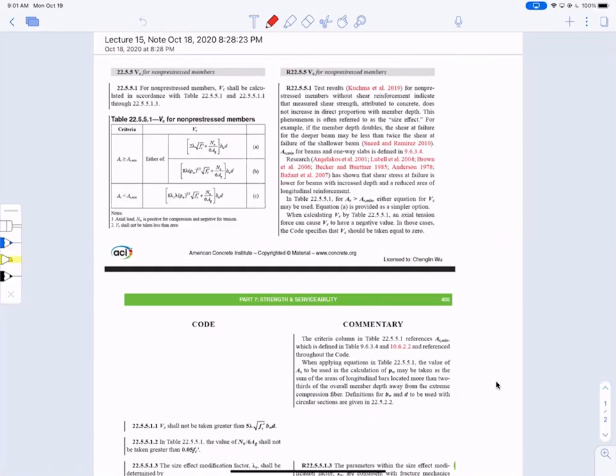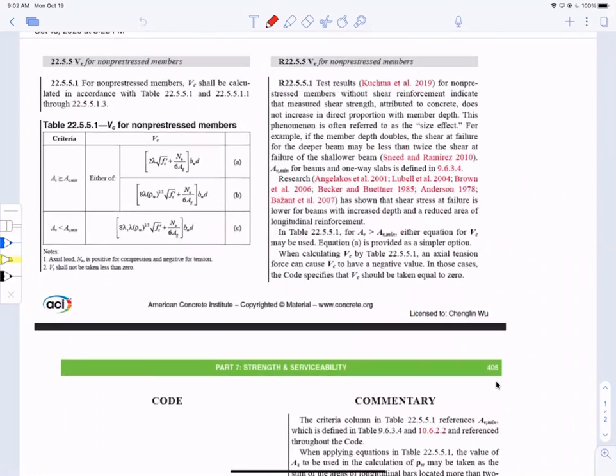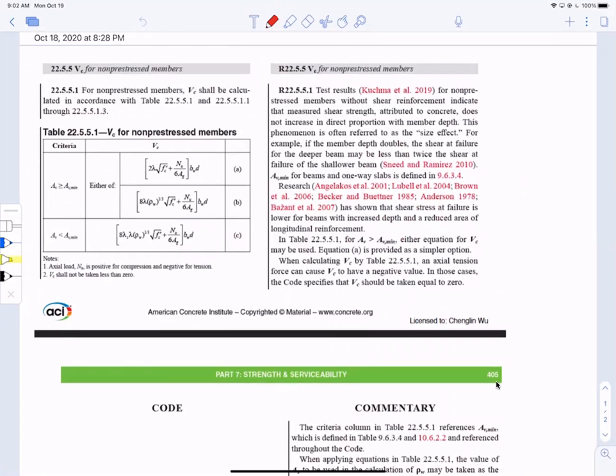For all of you right now, we have to take a look at the difference between 2019 and 14, and there are significant differences. We'll go over them today, and you'll see for yourself where we can apply these changes to 14, or where we don't have to. Okay, so right in front of me, this is the 2019 code, ACI 318-19. It's in section 22.5.5, so you can find this in the 14th version as well.